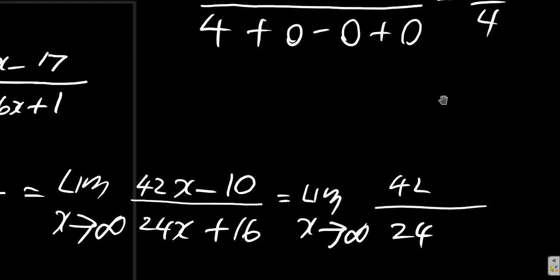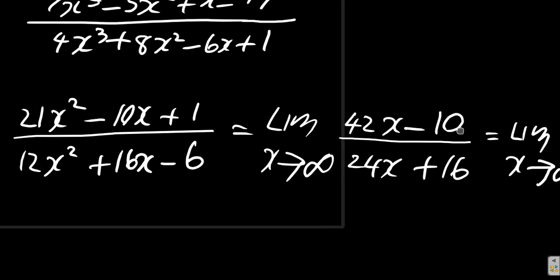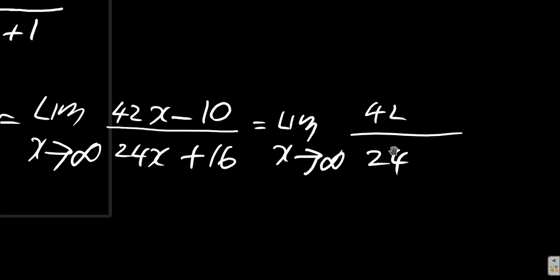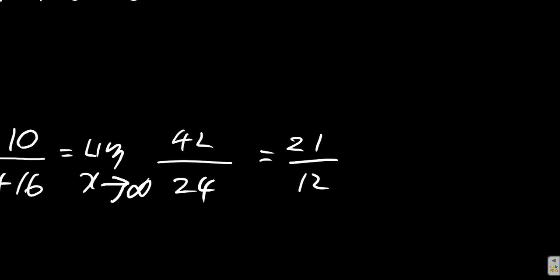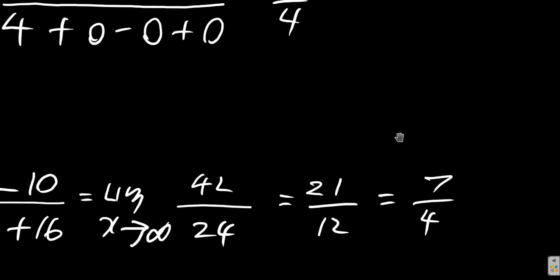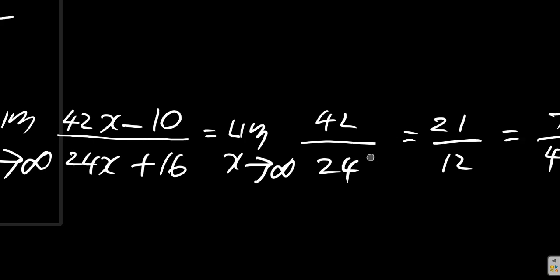42 divided by 24. Let's see if we can divide down. 2 into 42 goes 21, 2 into 24 goes 12. So 21 over 12. You can divide down by 3. 3 into 21 goes 7. 3 into 12 goes 4. So you get the same, 7 over 4.